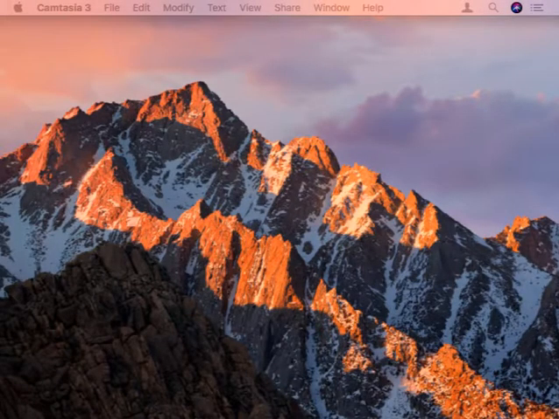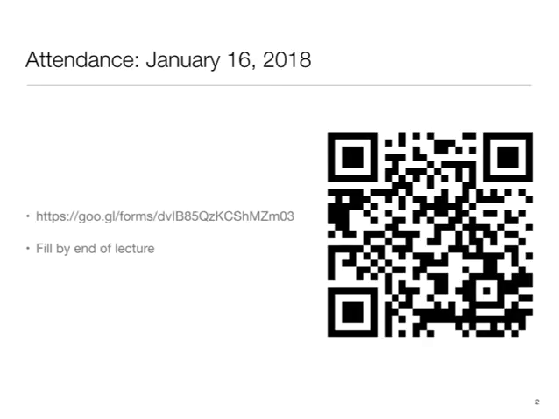What I also want to quickly do is to get a sense of who's actually in the class. Could you do this attendance thing? So just take a photo. It's meant strictly for me to get a sense of how many people are in the class.